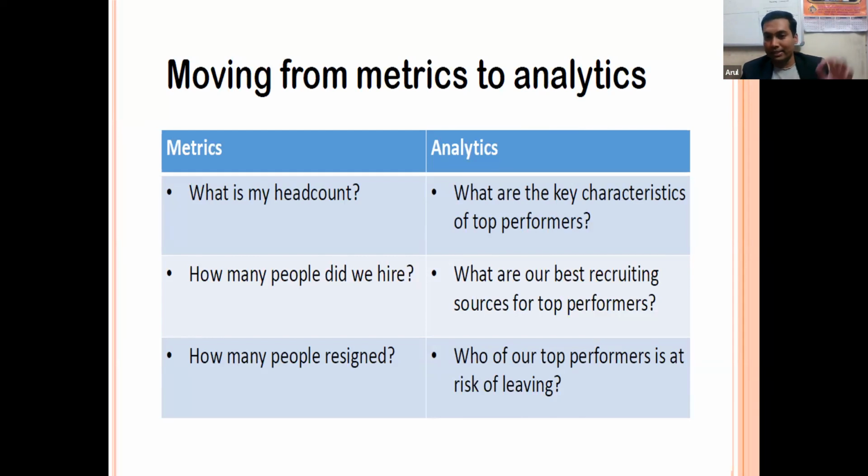And moreover, just kindly see the metrics side. What is my head count? It is 60, for example. Sometimes we are going to use this metric, sometimes we don't want this metric. Again, for example, class strength 60: sometimes I'm going to use it, sometimes I'm not. How many people did we hire? Maybe 60 people we have hired. Sometimes this data is required, sometimes not. How many people resign? A relatively more important metric. Yes, this data is required.